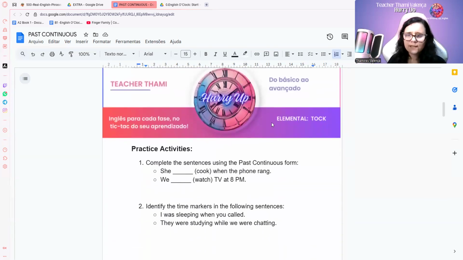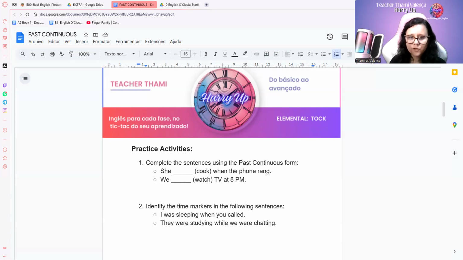Let's take a look at this activity. Complete the sentences using the past continuous form. So you can pause this video for a moment and try to do it by yourself. Let's take a look at the sentences and correct them.